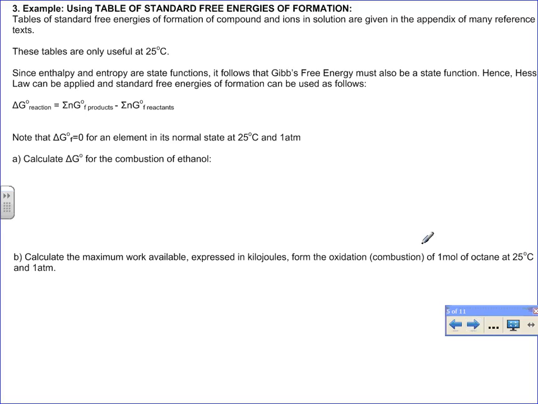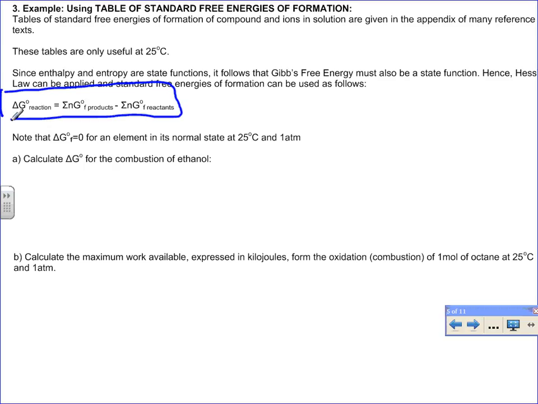Because we have thermodynamic values for the Gibbs free energy, and because like enthalpy and entropy, Gibbs free energy is a state function, meaning the process or the pathway that the reaction takes does not matter. All that matters is the initial and final states. We can calculate the delta G naught using the same type of formula where we take the sum of the delta G's of the products and subtract the sum of the delta G's of the reactants. So let's do an example for that.